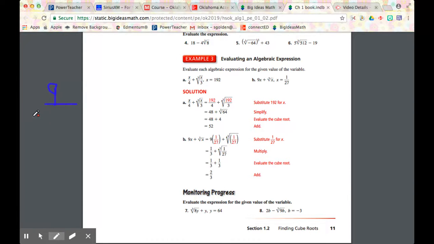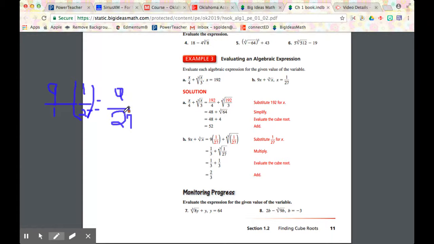times, that's supposed to be a parentheses. This is not easy to write on for me. 1 over 27. So then if we multiply straight across, I have 9 over 27. Okay, well then we can simplify.